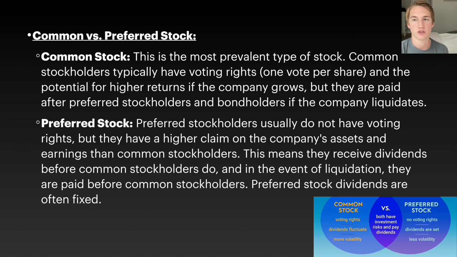Preferred stockholders usually don't have voting rights though, but they do have a higher claim on the company's assets and earnings than common stockholders. This means they receive dividends before common stockholders do, and in the event of liquidation, like I just said, they are paid before common stockholders.